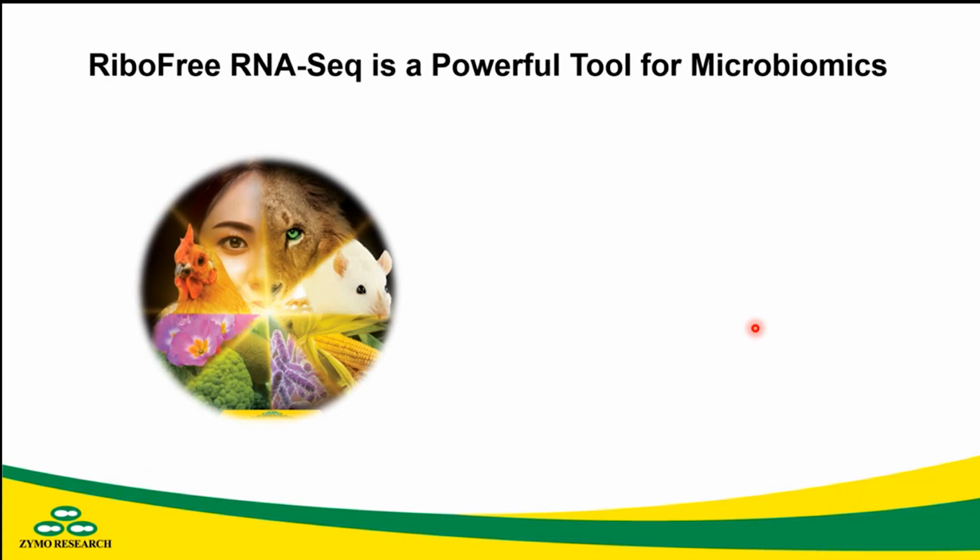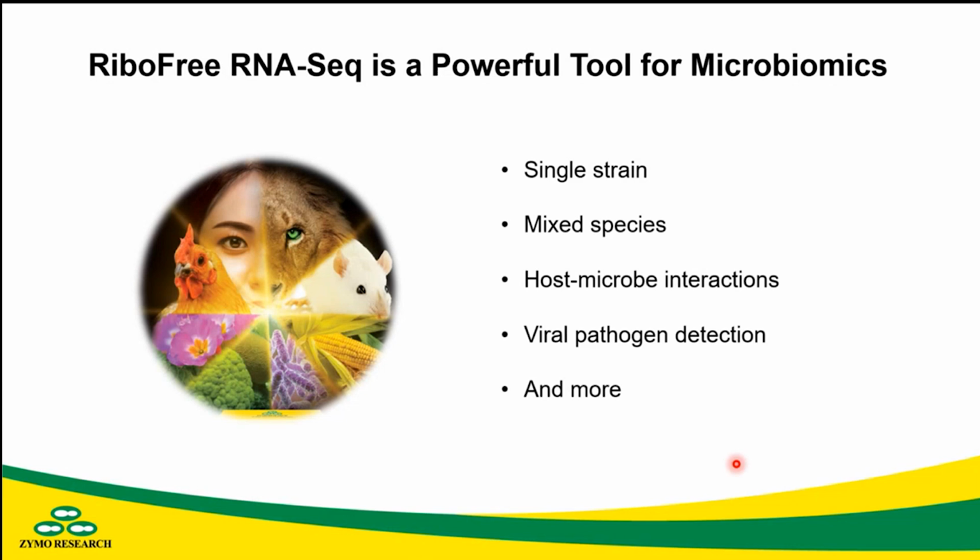So with all the information that I've shared so far, hopefully I've conveyed the message that ribofree RNA-Seq is a powerful tool for microbiomics. It can be used in single strain, which is its canonical designed purpose, but it is also helpful in improving efficiency for research with mixed species, including host microbe samples, where you have both the human host or other mammal host along with microbes. Furthermore, use cases for viral pathogen detection have been shared, showcasing its wide adaptability and flexibility.